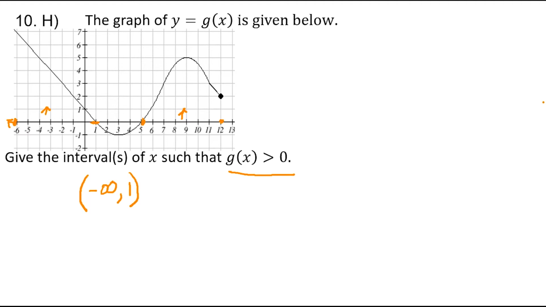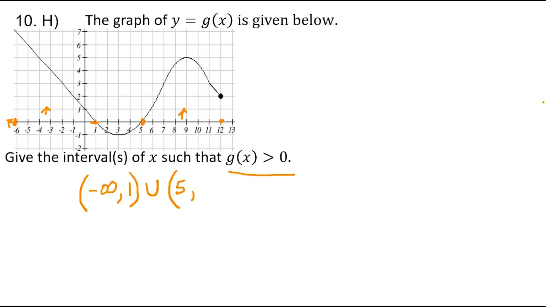And there's another interval, so we're going to have a union. And this time, starting at 5. But again, at 5, it's equal to 0. So we want the values of x such that g of x will be strictly greater than 0. So I don't want to include 5. I just want to say it starts right after, like 5.1, 5.2. But if you put 5 in, you're going to get a 0.